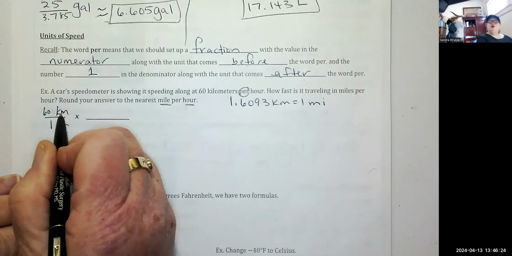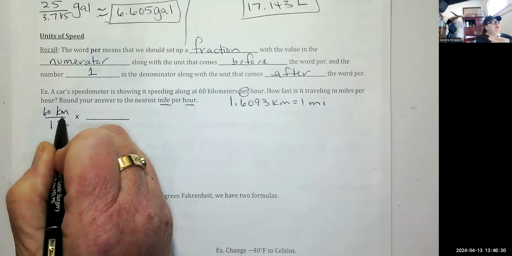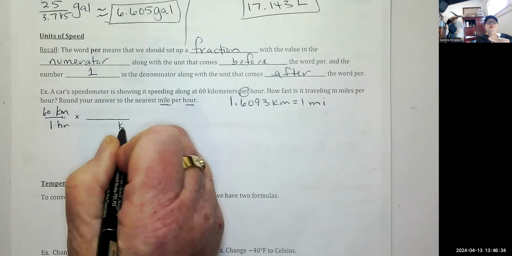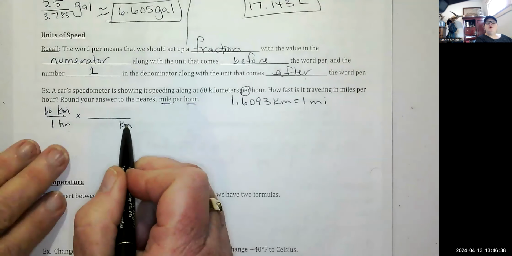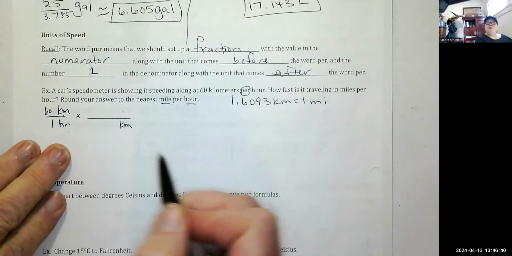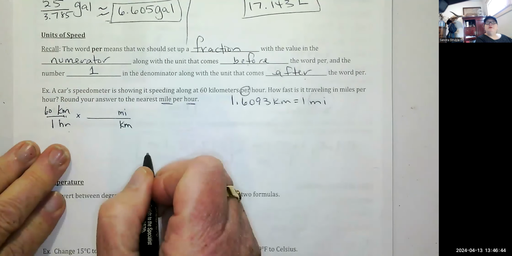So kilometer is currently in my numerator. In order to get rid of the kilometer, you have to put one in the denominator so that when you multiply straight across, they will reduce. Okay, but what are we going to make in the numerator instead of kilometer? That's where we're going to put our miles, because that's where we're heading.